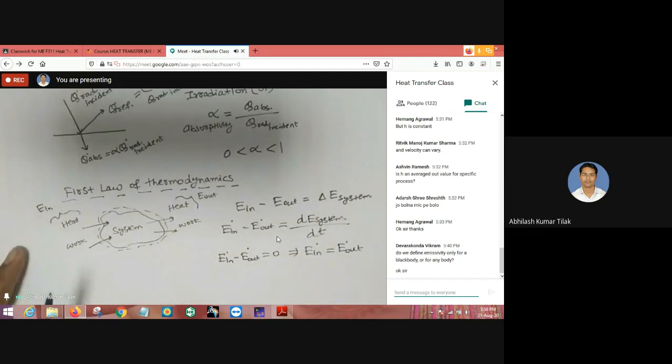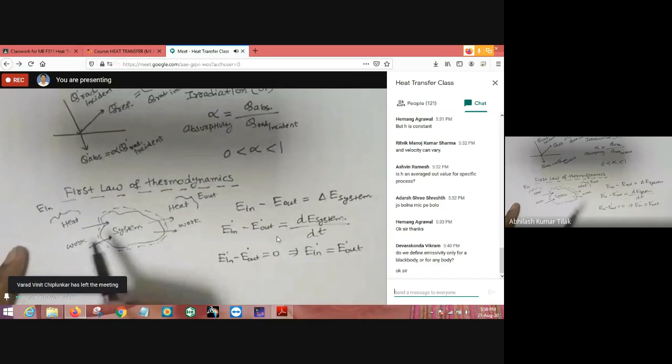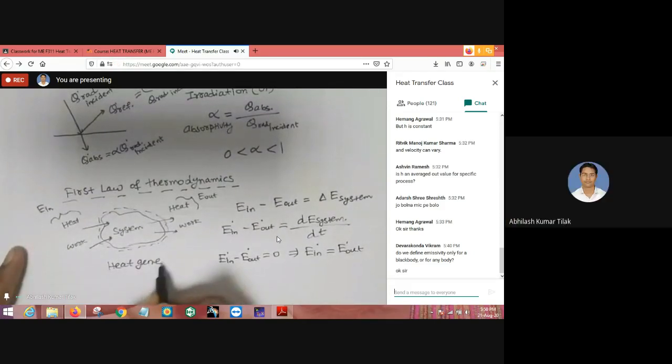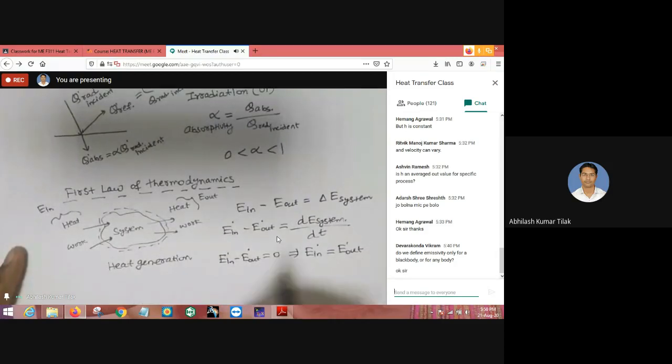So if some thermal energy is created within the control volume due to conversion from some other energy form, it is referred to as heat generation. That is termed the heat generation term, because of the conversion of an energy form to thermal energy.